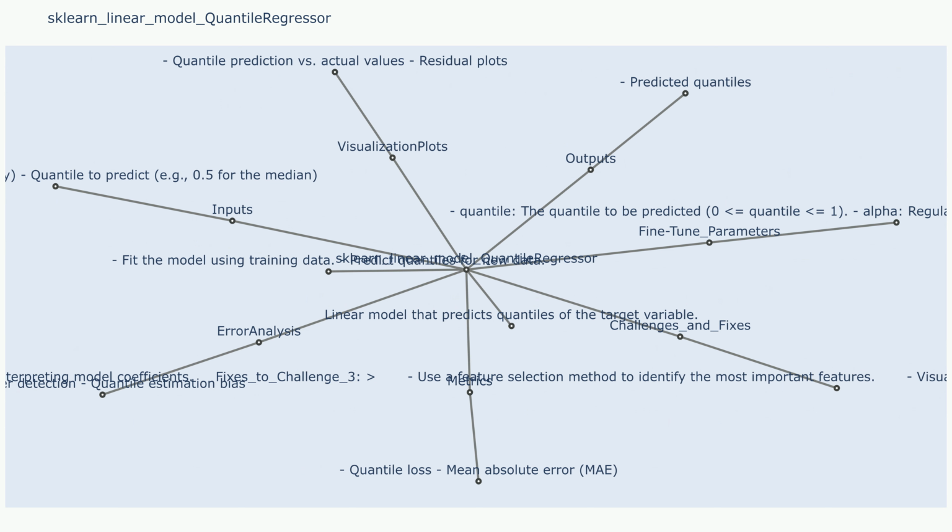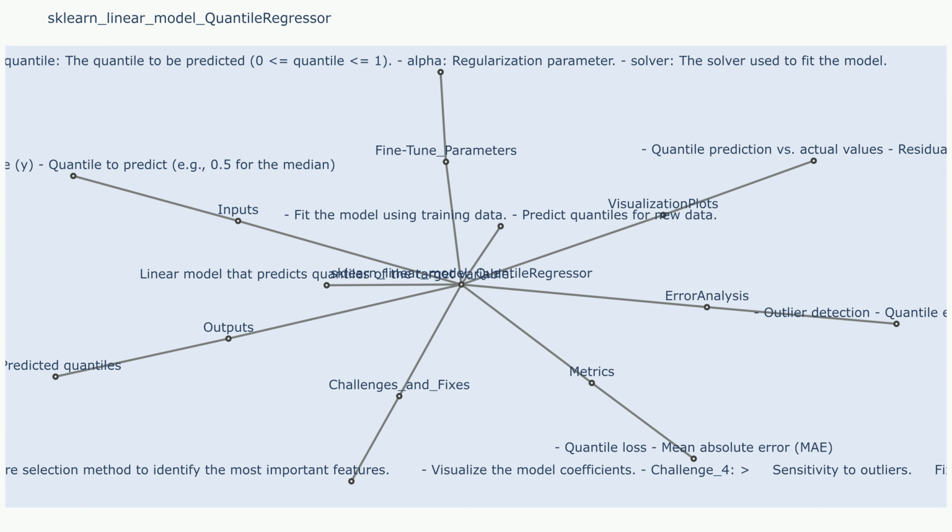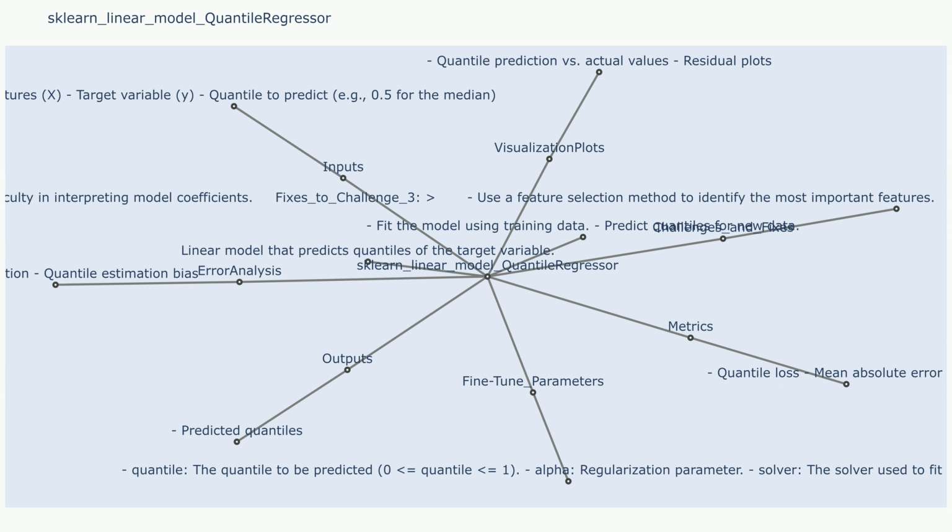Metrics: mean absolute error measures the average absolute difference between the predicted quantiles and the actual target values. Quantile loss: a specialized metric for quantile regression that measures the deviation from the target quantile.